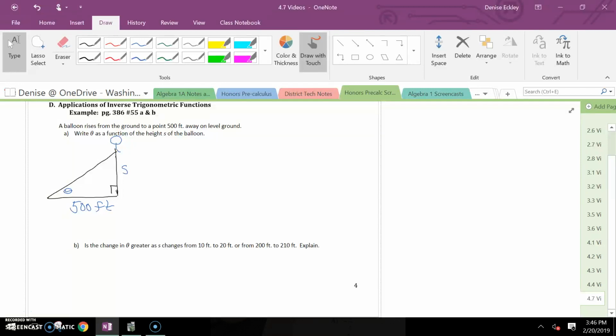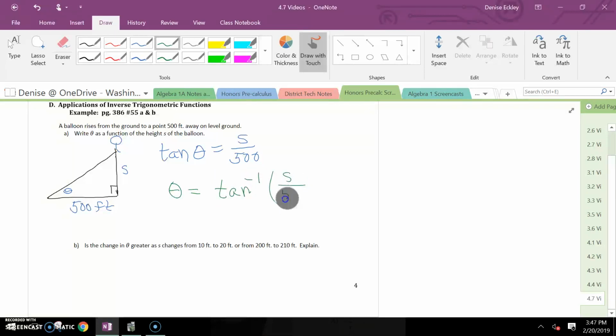So if you're just using trig, what you notice is we can describe theta in this way, that the tangent of theta is equal to the opposite side s over 500. So if we want a function that is theta, we're going to take the inverse. So our answer for part A is going to be theta will equal the inverse tangent of s divided by 500. So now we have a function theta in terms of the height s.